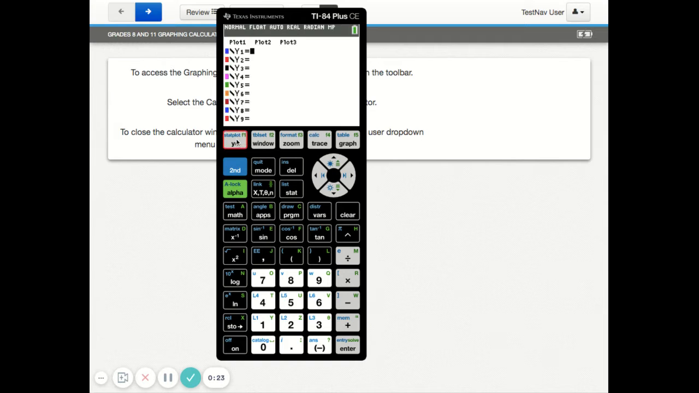So let's start by typing in y equals. What we can do is type negative. Whenever you want to begin something, you want to use the negative. 3 over 2x, I'm going to go plus 30.